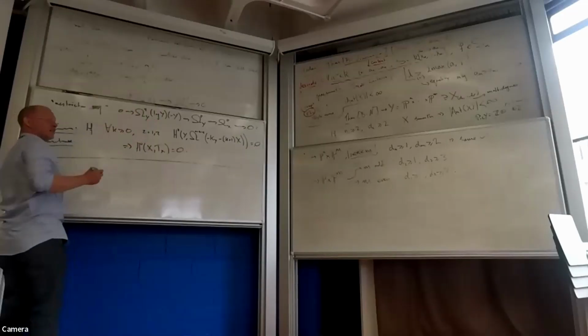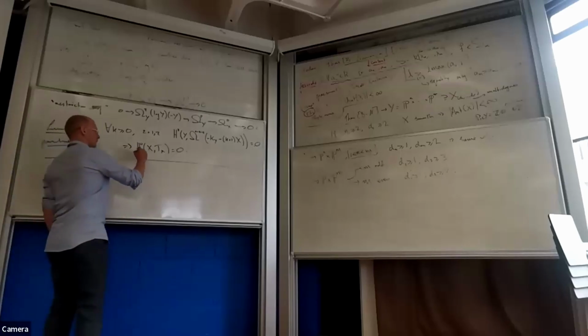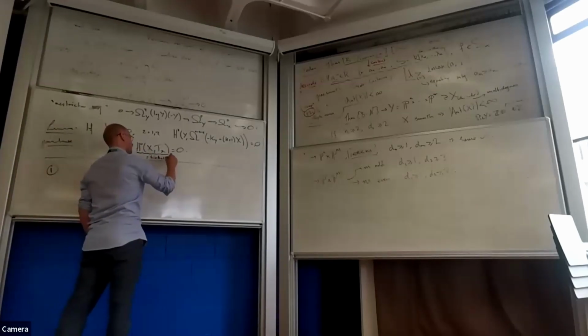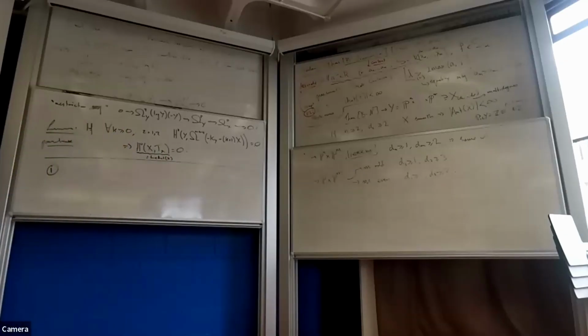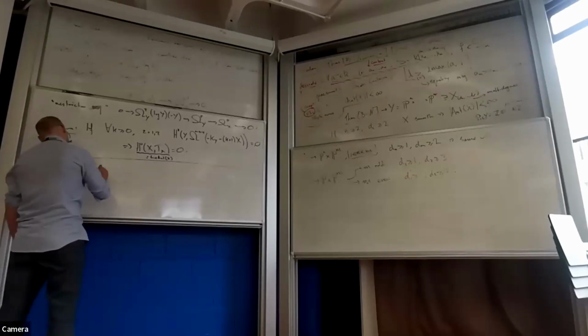Can I just ask? What do you say, automorphism group? This is the Lie algebra of the automorphism group. Right. So if I take x to be of degree 2, 2, 2, right?